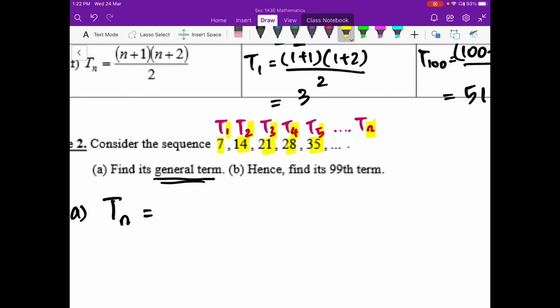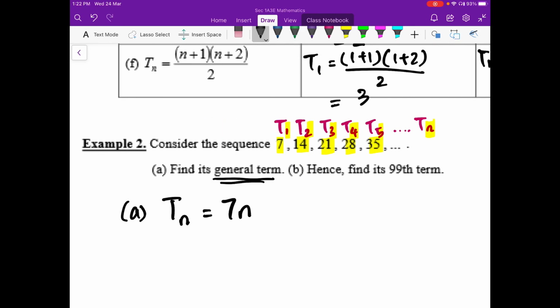So this is 7n. We can easily check our work. When n equals 1, I'm looking for the first term. 7 times 1 is 7, alright. When I check, let's say term number 4, randomly chosen, when n equals 4, term 4 equals 7 times 4, 28. So it is correct. Okay, so this is our general term.